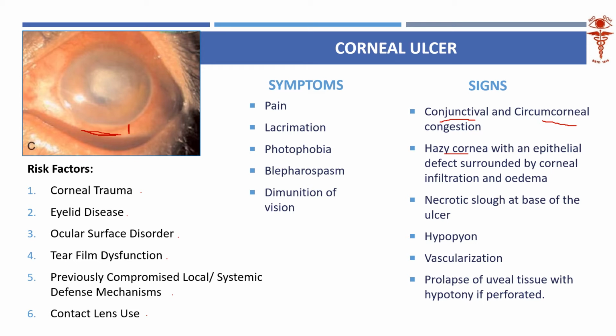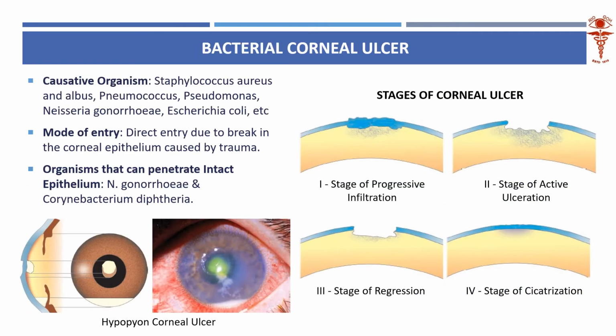If it is a very old ulcer, vascularization would have started. That is called pannus. Vascularization would not be elicited in a fresh ulcer, but in an old ulcer. And if there is some amount of thinning and perforation, the uveal tissue will prolapse out of the corneal ulcer area. That is a sign that the ulcer is very old and has perforated. So these kinds of symptoms and signs, we have to be very thorough with in corneal ulcer.